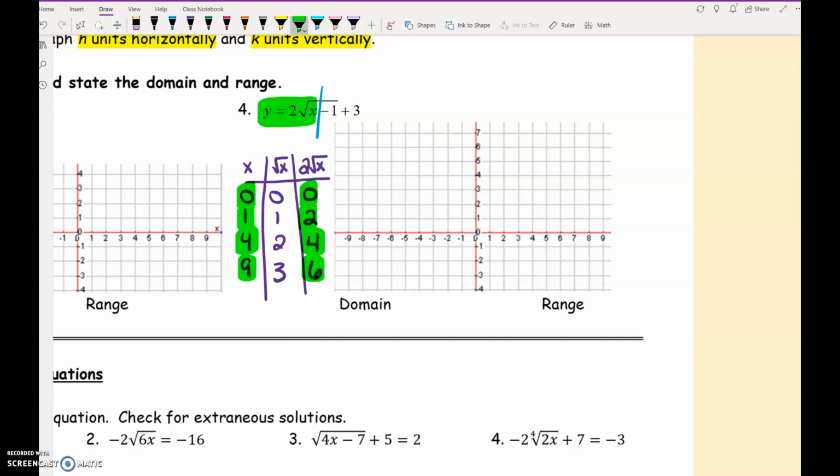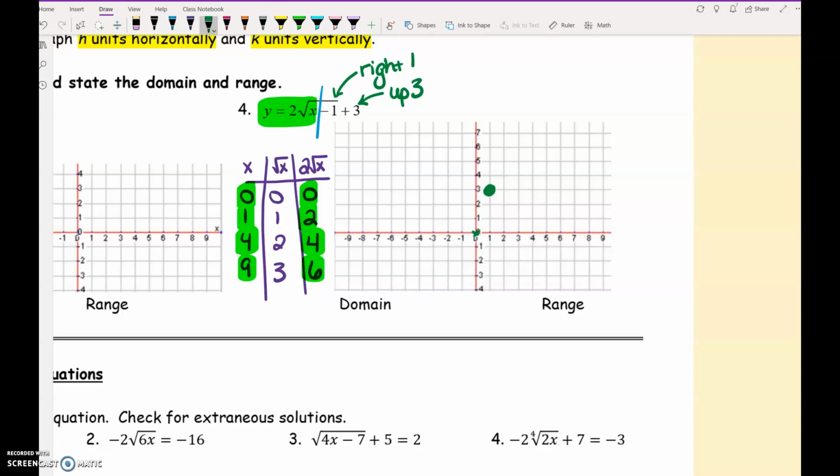So do you see how I took the table of values that we started with for square root of x, and we just multiplied the y values times 2 because you've got a 2 in front of the square root of x? Now, these aren't my actual points. These are still temporary points. This point 0, 0 isn't actually going to be 0, 0 because of this other stuff. What does the minus 1 mean? It means left or right. So it means right 1. And what does the plus 3 mean? Up 3. So that point 0, 0 is going to get moved right 1 and up 3, and that's where the point is actually going to be.